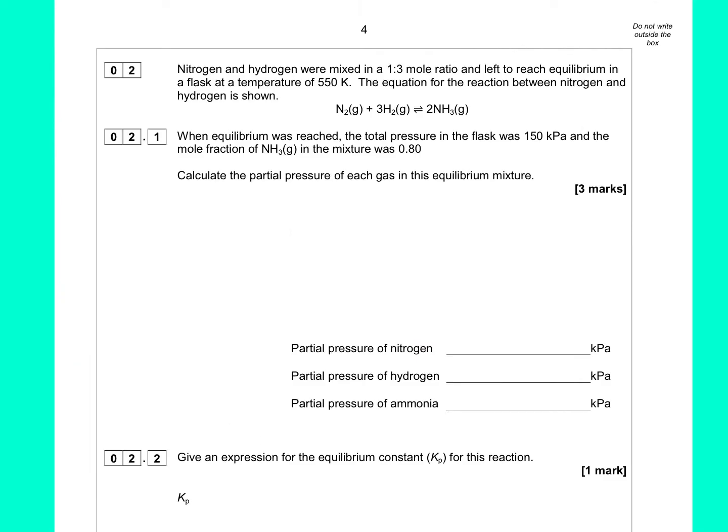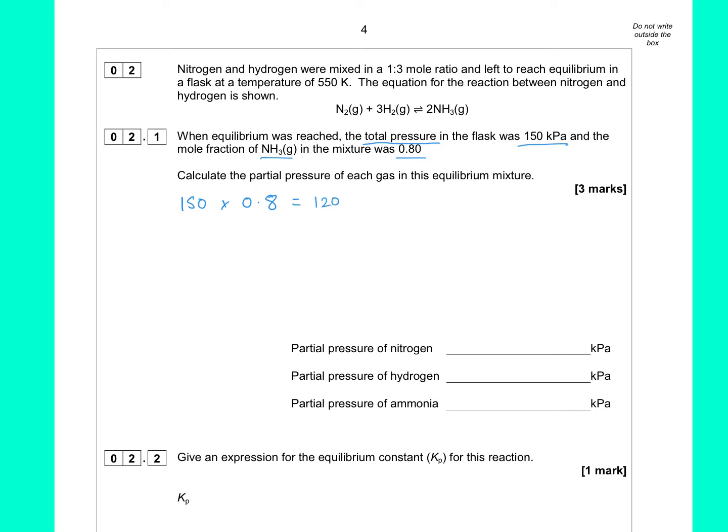So question 2 is about Kp. This is slightly different to ones you've seen before, because you're told the total pressure and you're told what the mole fraction of the ammonia is, and then you're only told that the nitrogen and hydrogen are put in a 1:3 mole ratio, so you've kind of got to work out from the mole fraction what the partial pressure of the ammonia is and then work backwards.